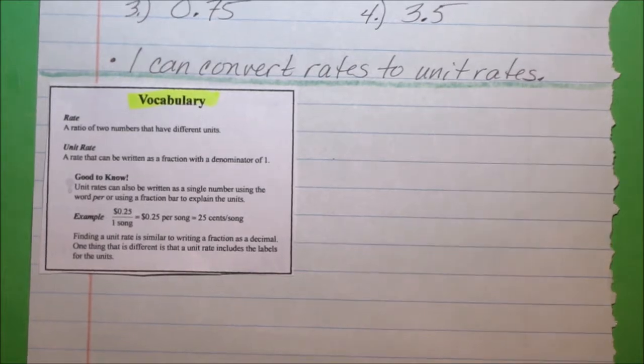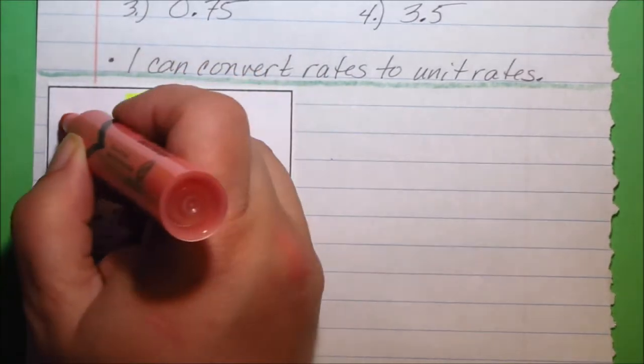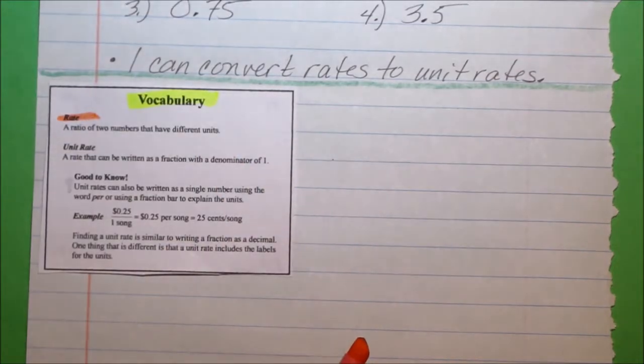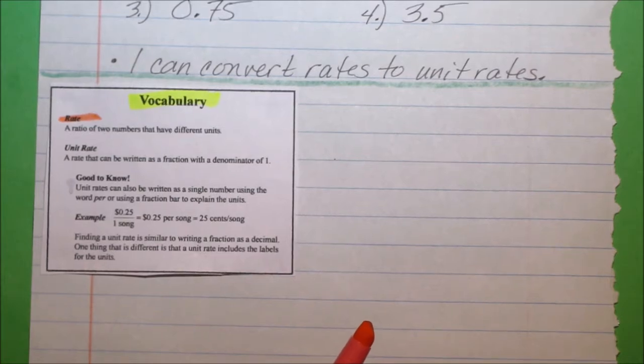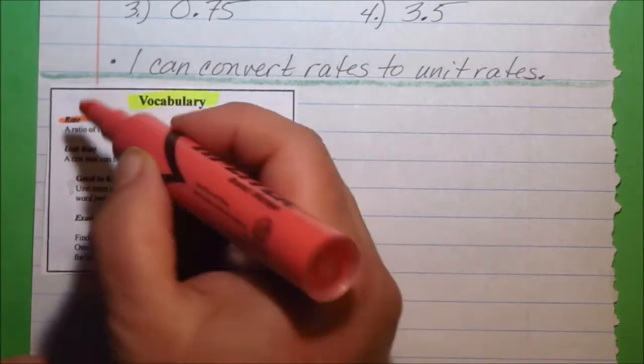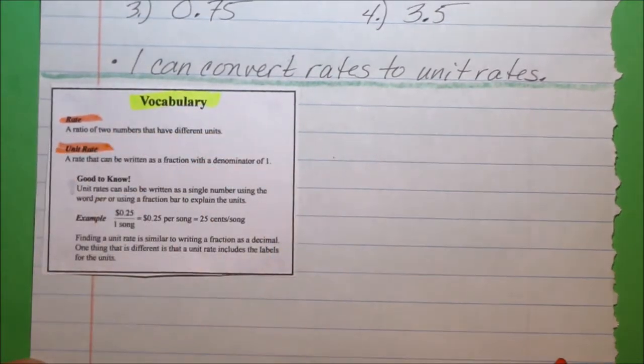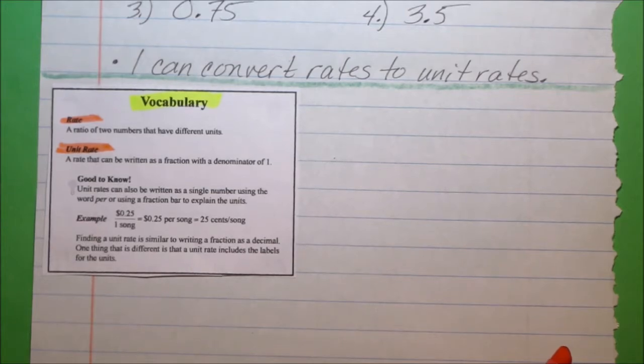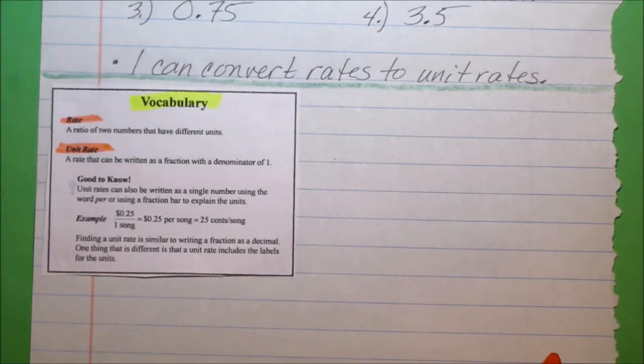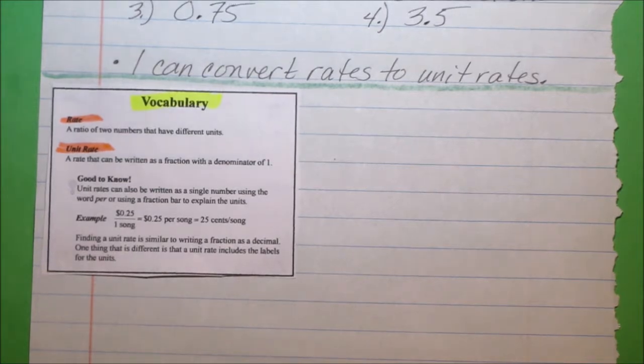All right, so a rate. What is a rate? A rate is a ratio of two numbers that have different units. So we're comparing miles to gallon, or dollars to items, or minutes to hours, those kinds of things. All right. Now the unit rate, think of the word unit as meaning one. A unit rate is a rate that can be written as a fraction with a denominator of 1. That's not really a very good description, so let me try and describe it to you with an example.